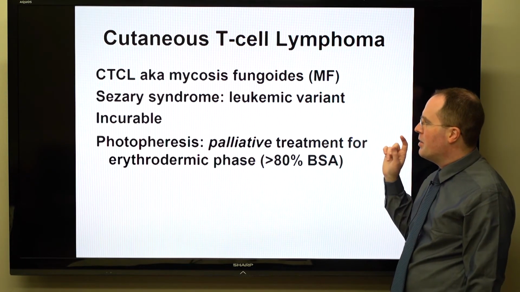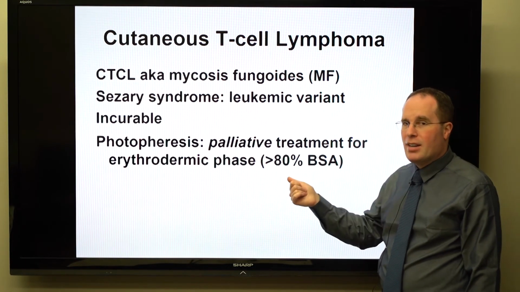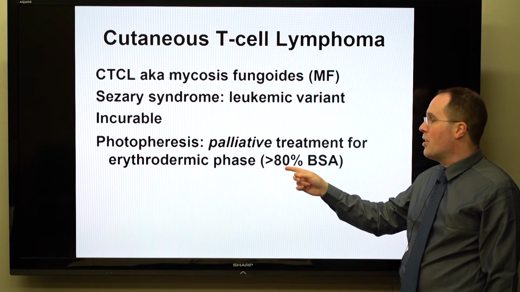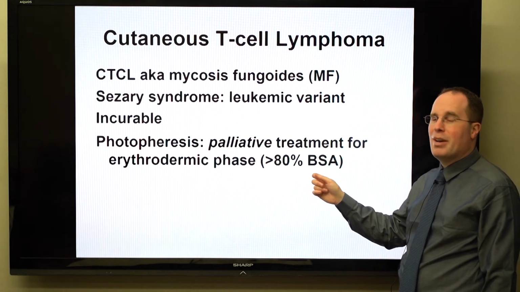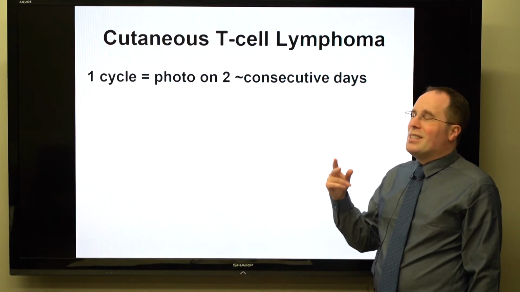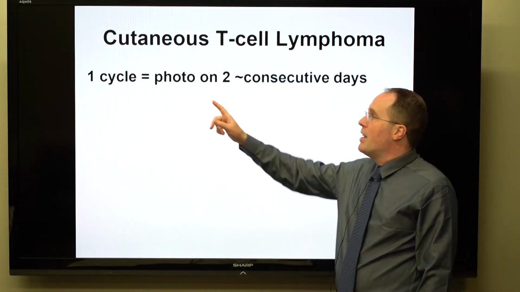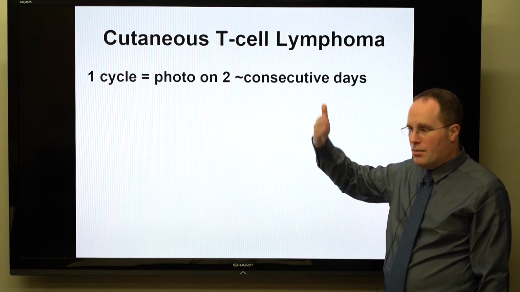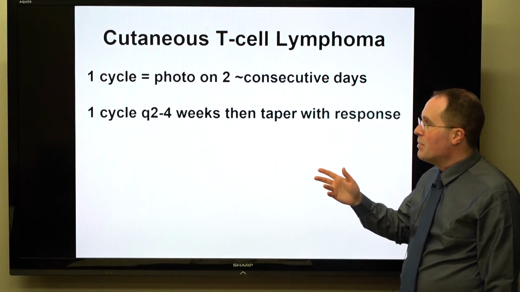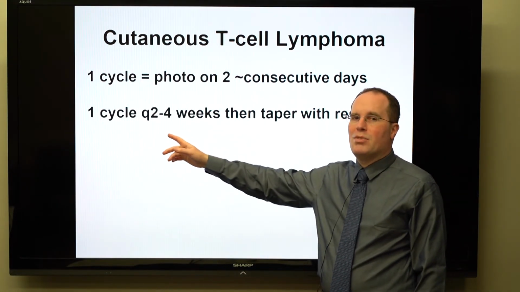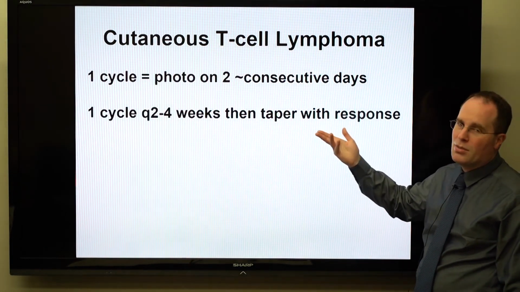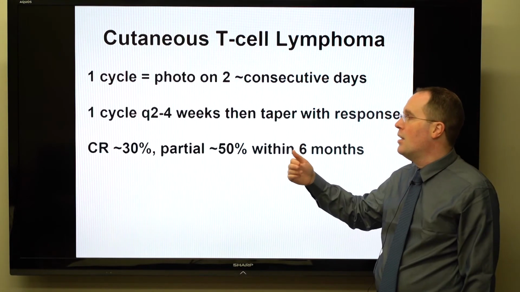Photopheresis is palliative treatment for the erythrodermic phase of Sézary syndrome, which is defined as greater than 80% involvement of the body surface area. So usually the treatment schedule is we'll do 1 cycle, and 1 cycle is defined as photopheresis once on 1 day, and then again, usually the next day. And then the usual treatment schedule is to do 1 cycle, something like every 2 weeks, up to every 4 weeks, and then taper with the patient's response.